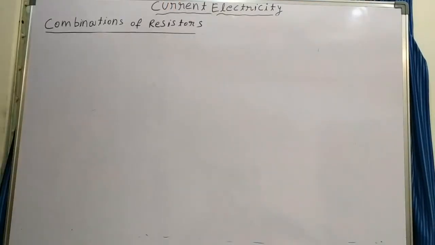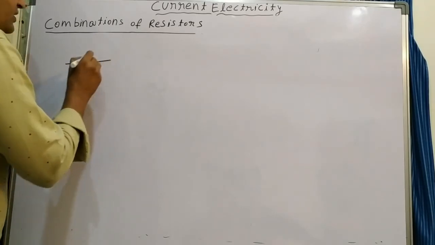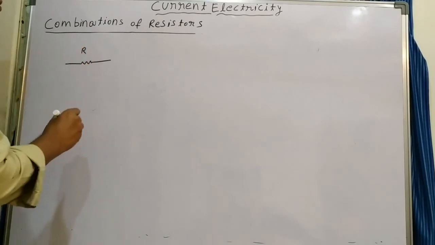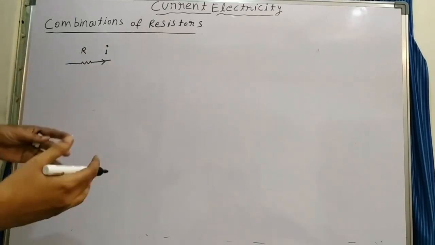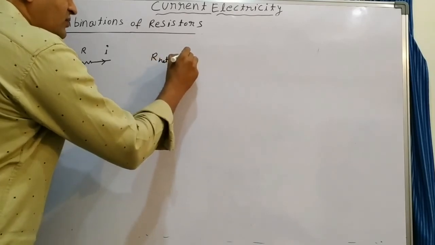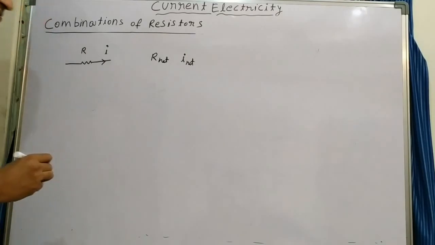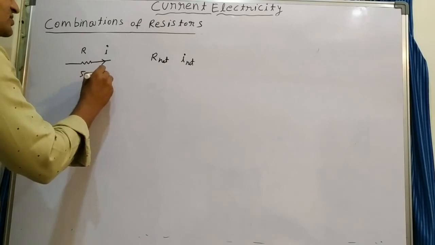Now you see an application based on combination of resistors. Suppose in a lab we have only one resistance, that is R, which is capable of carrying a current I. But we want to build a new resistance having resistance value R net, and the current required to flow through it is I net. For example, you can take resistance value as 5 ohms and the current as 2 amperes.